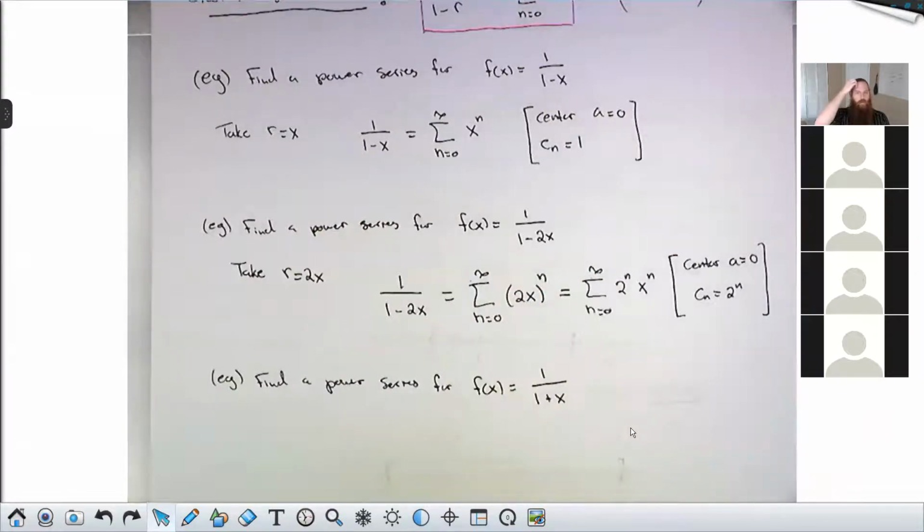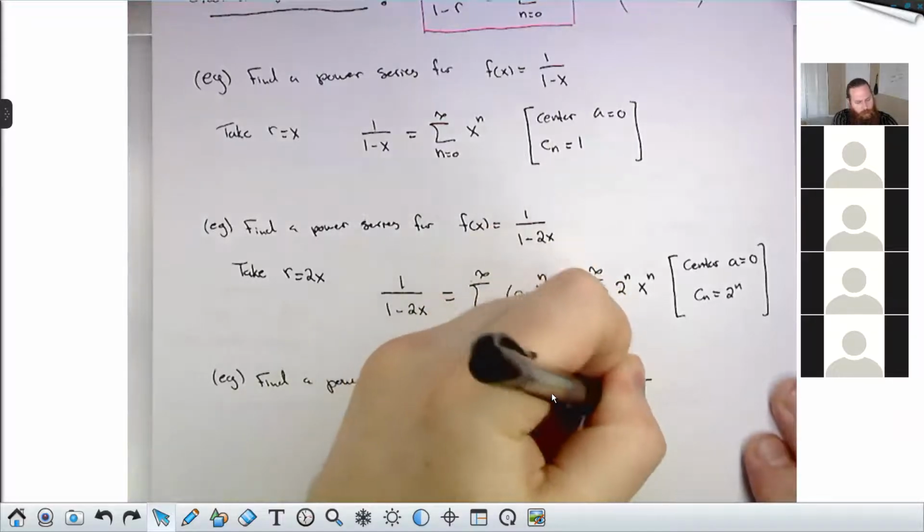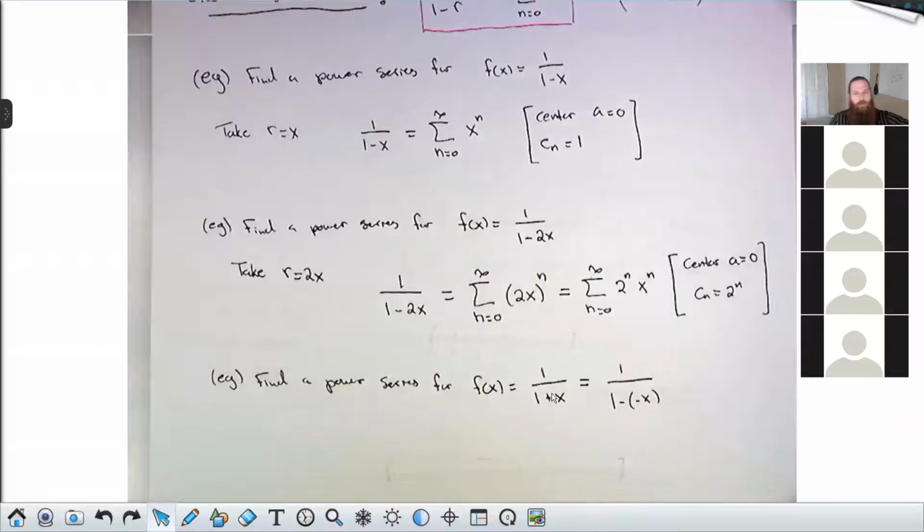What about this? 1 over 1 plus x. Well, that doesn't look like 1 over 1 minus something, does it? Can I make it look like that? Can you talk about like a negative? Yeah. What if I write this as 1 over 1 minus negative x? That works, doesn't it? That's the same as 1 over 1 plus x, but now it's in that form, 1 over 1 minus something.